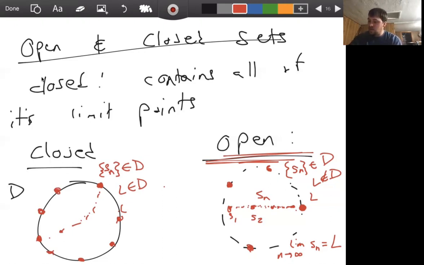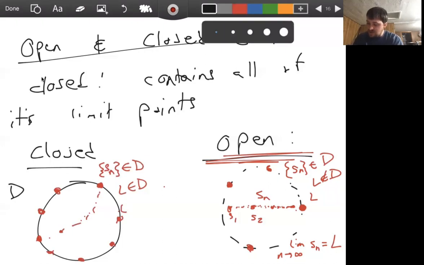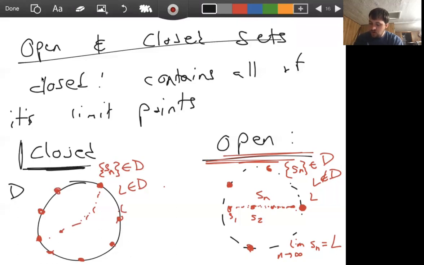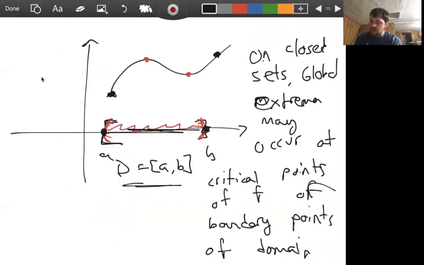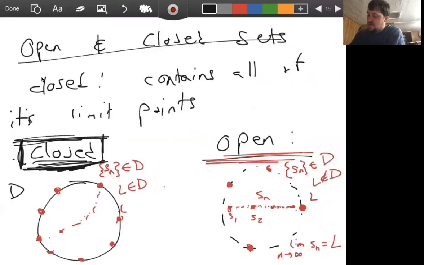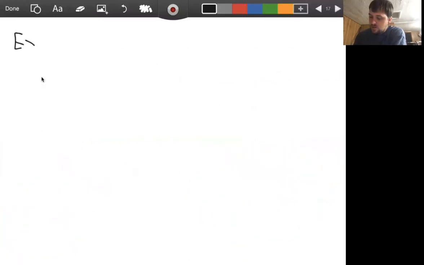And now what we have is, if we're looking over closed domains, we can get an extreme value theorem. Just like here, when we were looking at the closed interval, we have an extreme value theorem that says the maximum or minimum of the function must be attained somewhere in this closed interval. And it can happen at the critical points or at the boundary points. And we get this for closed sets as well. So here's the extreme value theorem.